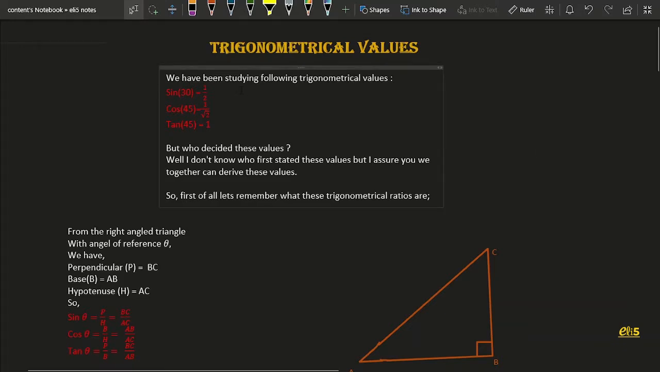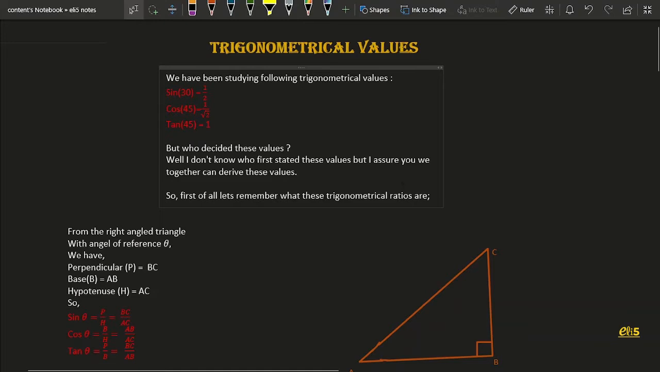We have been studying the following trigonometrical values since class 8 or 9, like sin 30 degree equals 1 by 2, cos 45 degree equals 1 by root 2, tan 45 degree equals 1, and so on. But who decided these values? Well, I don't know who first stated these values, but I assure you we together can derive these values.